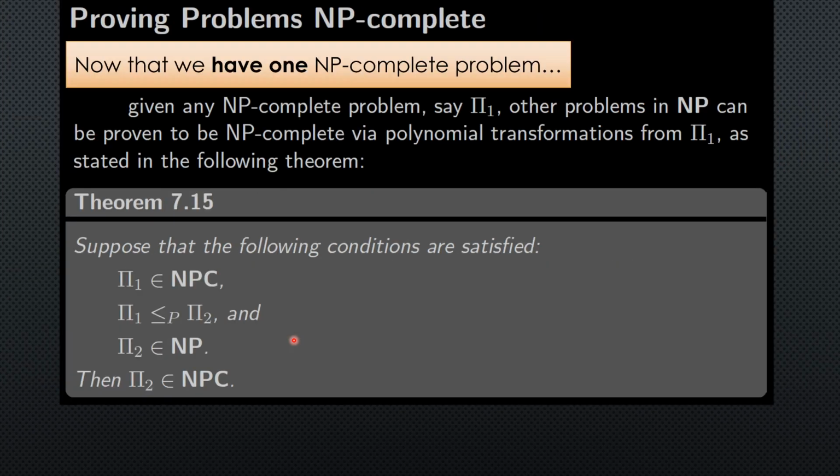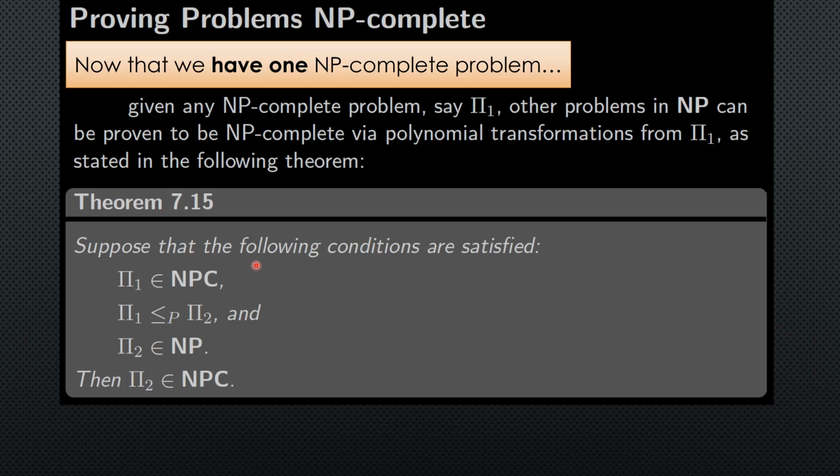Okay, so let's see how you would do that. Now that we have one NP-complete problem, how do we show another problem is NP-complete? So given any NP-complete problem, say SAT, pi 1, other problems in NP can be proven to be NP-complete via polynomial transformations from pi 1. So from pi 1 to some other problem. We'll prove that other problem, pi 2, is also NP-complete. So let's see how that works.